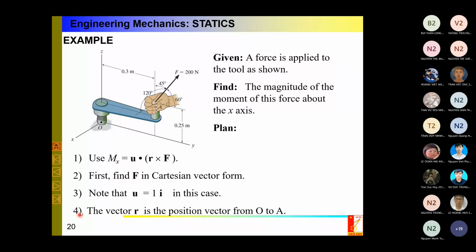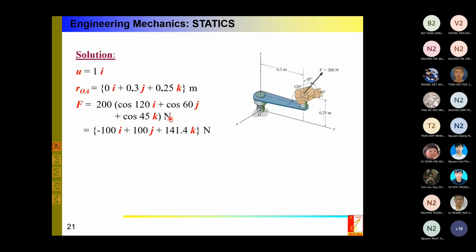Okay, Mr. Anh, good. It is better. But pay attention to the significant digits, okay? It is for engineering. Again, after finding F, after finding the unit vector, because it is the z-axis, the unit vector should be vector i, okay? And the vector R, the position from O to A. It is something for you to calculate.